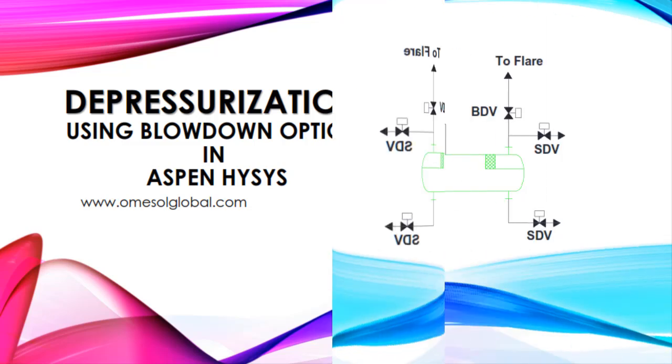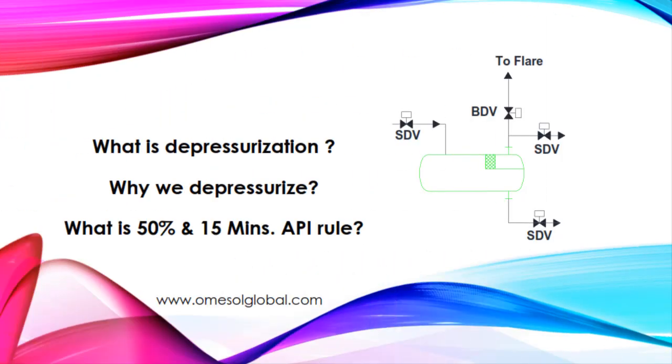First, we will discuss some basics like what is depressurization? Why do we depressurize? What is the 50% and 15 minutes API criteria? Then, we will see the practical application in Aspen HYSYS software.